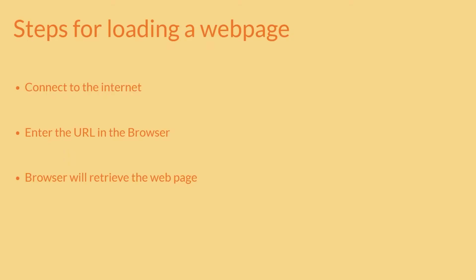Before we get into the concept, we have to look into the steps for loading a web page first. In the first step, we need to connect to the internet. Only then we can retrieve the web page from the server. In the second step, we have to enter the unique URL for the web page through the browser. And the third step, the browser will retrieve the particular web page that you have given as the input to the browser from the web server.